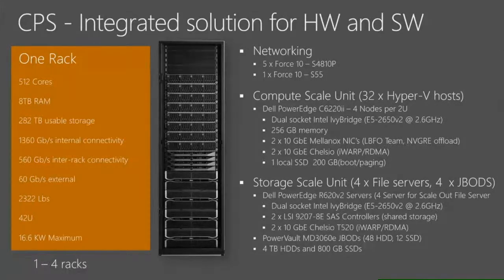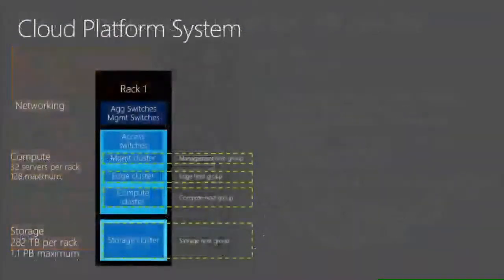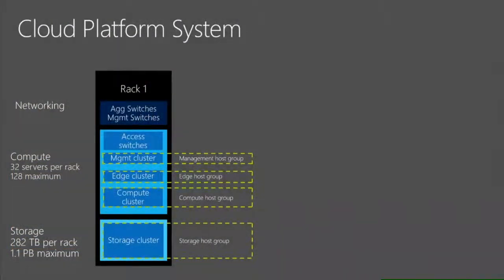And then logically, this is how the CPS system scales. This is a single rack, and it scales up to 4 racks. So you can have a maximum of 4 racks within a stamp. You take those numbers and multiply them up by 4, and you see the scale of the system that can be supported. So logically, how is the system broken up?